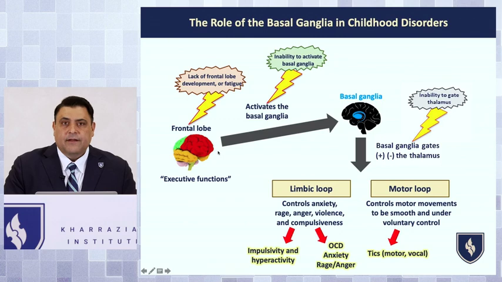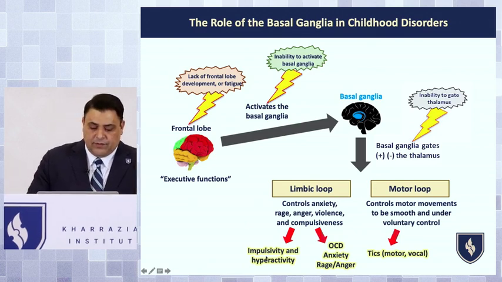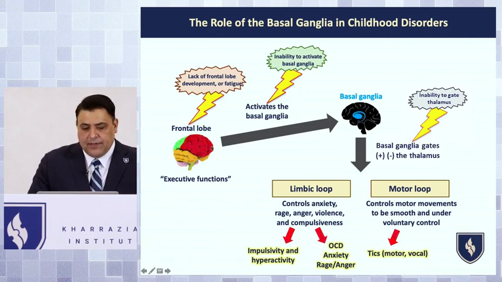With children that have autism and their brain gets fatigued, especially when their frontal lobe gets fatigued, they can't gate their thalamus and then get anxiety, rage, anger, and so forth. So this is a very important pathway. The frontal lobe activates the basal ganglia, which gates these thalamic pathways. So when we see hyperactivity and impulsivity in a kid, therapeutically we're trying to get that frontal lobe to become healthier.